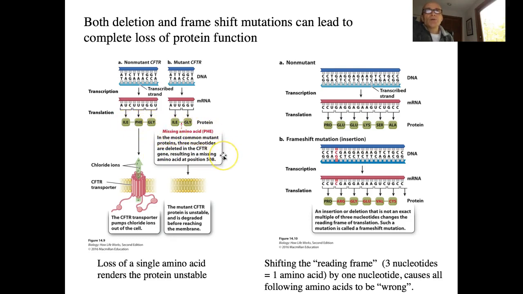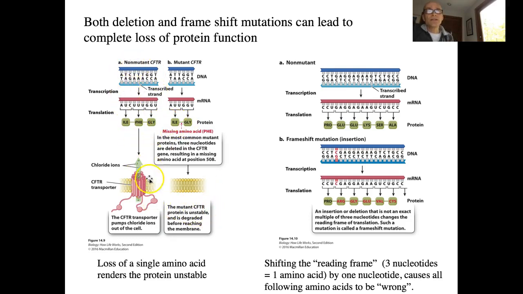And in the most common mutant proteins, 3 nucleotides are deleted. This is the mutant protein. This is the most common type in this particular gene, resulting in a missing amino acid at position 508. And remember that this goes on over to the left and over to the right. So that's why this is position 508. We're just not showing positions 1 through 506.